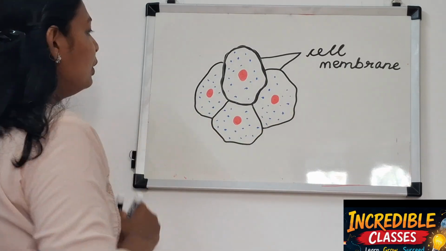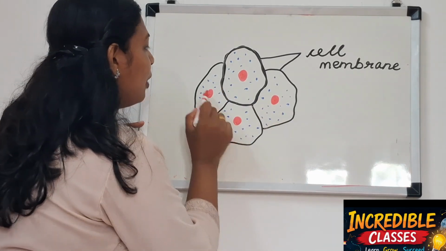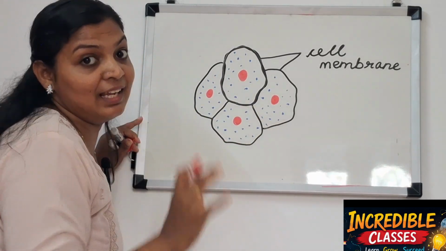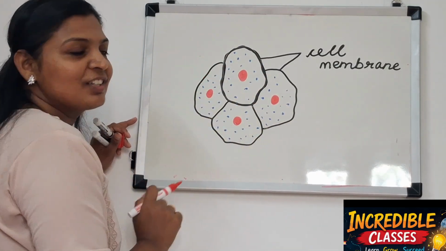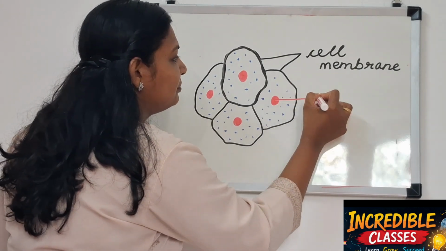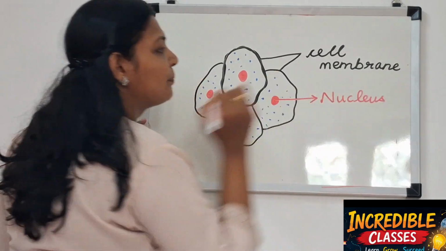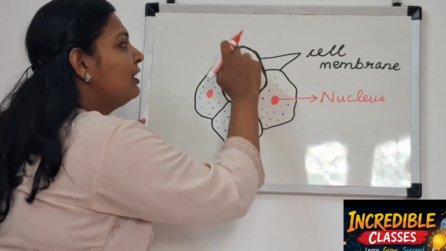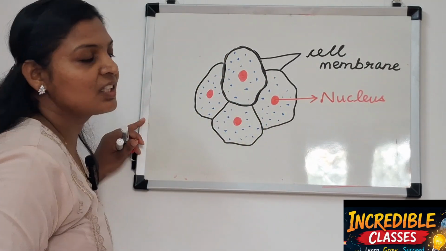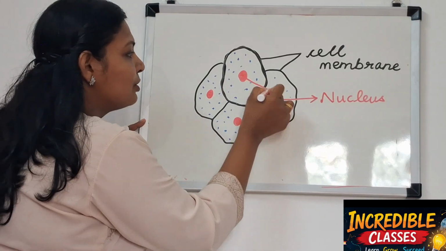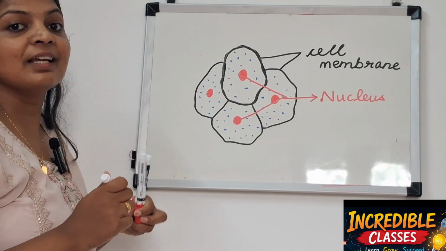Clear? Now you can see a red dot here. This round structure inside the cell, a prominent, big round structure in the cell, is called nucleus. What is it called? Nucleus. Clear? So the outer layer is called cell membrane. The big round structure inside the cell is called nucleus. This is also nucleus.